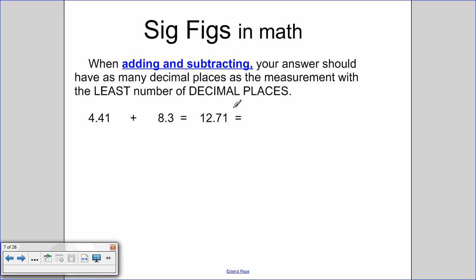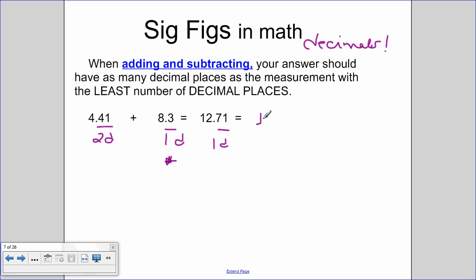This is different when you're using addition and subtraction. You actually don't count significant figures at all. You're going to be using decimals. So in this case, your weakest link is going to be the one with the lowest number of decimals. Here I only see 2 decimals. Here I see 1 decimal. So this one's going to be my weakest link, meaning that my final answer after I've added or subtracted needs to only have 1 decimal. That's pretty easy. I see 12.7, and that's it.